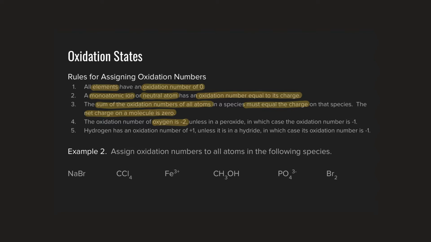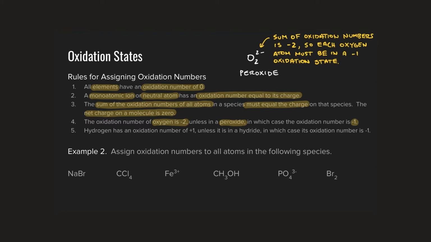Now there's one particular counterexample we have to watch out for, which is the peroxide polyatomic ion. Recall the peroxide ion is O2 2-, which has a -2 charge. By rule number 3, the sum of the oxidation numbers of all atoms in that species must equal the charge, so the sum must equal -2 in the peroxide ion. Because there are 2 oxygen atoms in the peroxide ion, each of the oxygens must have an oxidation number of -1 in the peroxide ion in particular.